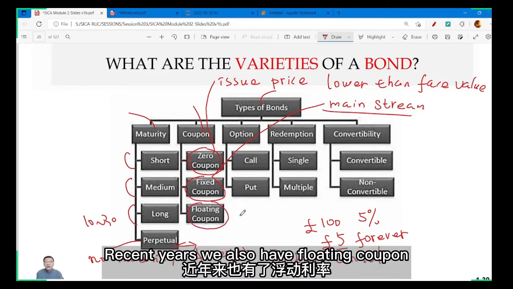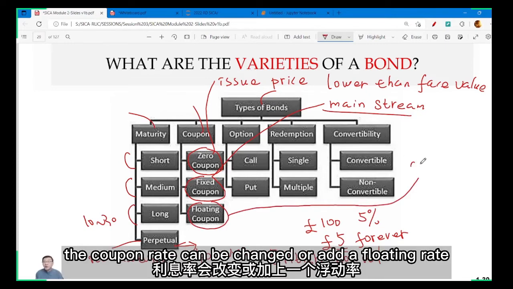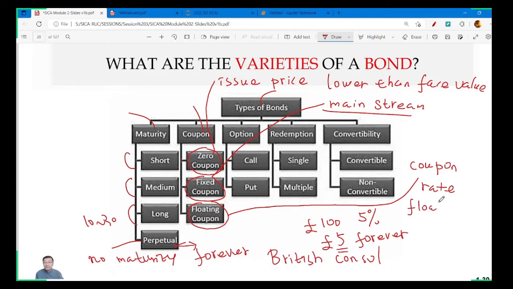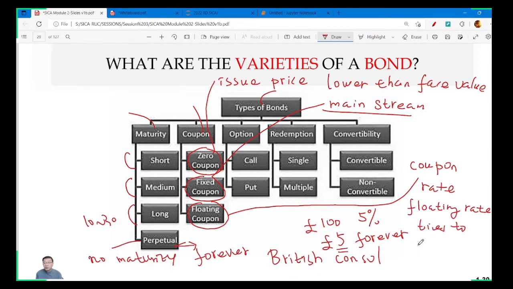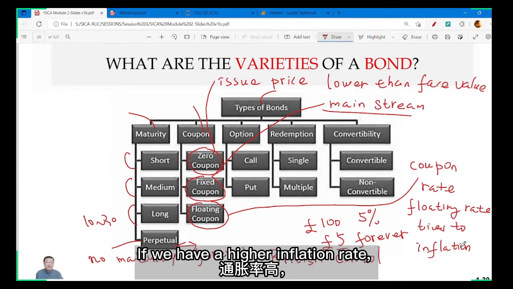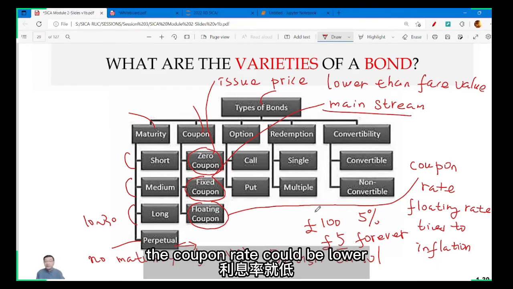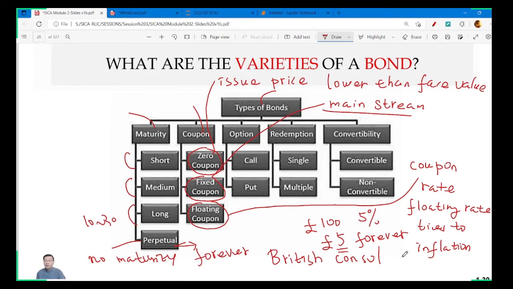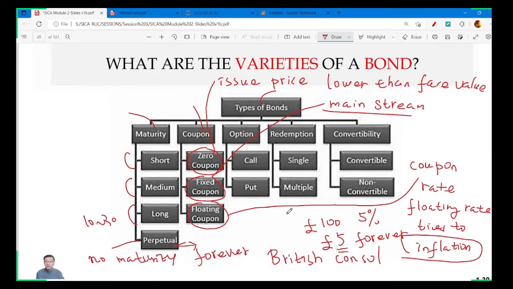In recent years, we also have floating coupons. Floating coupon means the coupon rate can be changed, or is at a floating rate. The coupon rate may be tied to, for example, inflation. If we have a higher inflation rate, the coupon rate gets higher. If we have not much inflation, the coupon rate could be lower. So that's why whenever we talk about bonds, we often talk about inflation as well.